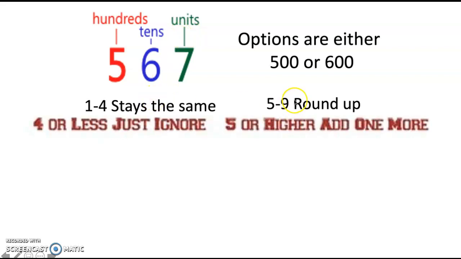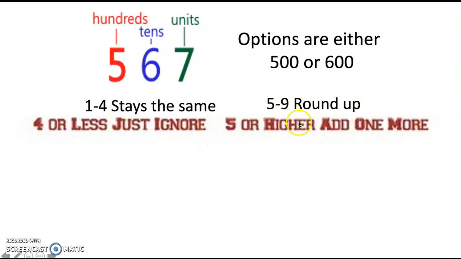The same rule applies as before. We're going to look at the tens column instead of the units column. When you're rounding, you always look at the column that is right next to the place value that you're rounding. So in this case, it's the tens. If this number is 1 to 4, the 100 stays the same. If this number is 5 to 9, the 100 rounds up.